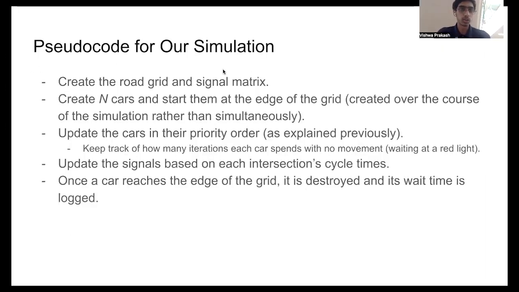Let's quickly go over the pseudocode for our simulation. So the first thing we should do is we create our road grid and the signal matrix, which we went over. And then we spawn, and in our case, 100 cars at the start.